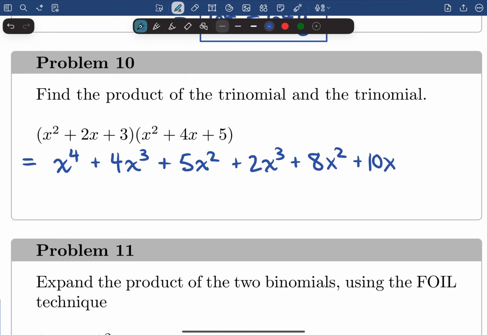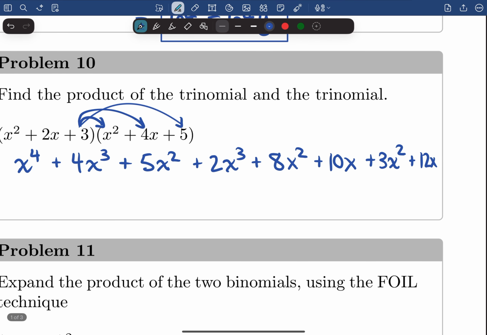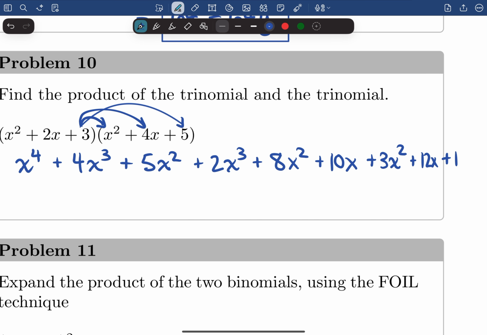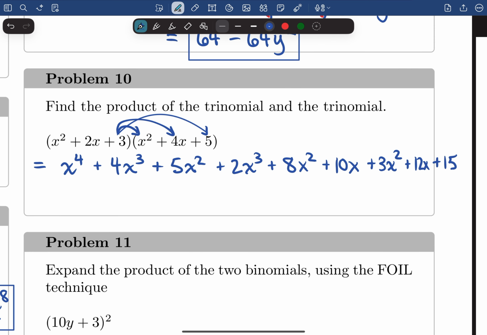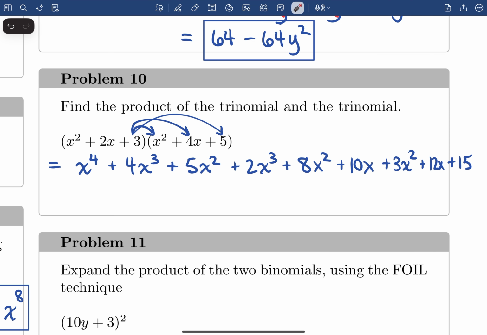And now we move on to the last term of the first trinomial. And so I am distributing 3 into all of those terms, and I get a plus 3x squared. And I get a plus 12x. And lastly, I get a plus 15. So if I've multiplied everything correctly, since this is 3 terms times 3 terms, 3 times 3 is 9. I should have 9 terms. 1, 2, 3, 4, 5, 6, 7, 8, 9. Yep, I've got 9 terms.